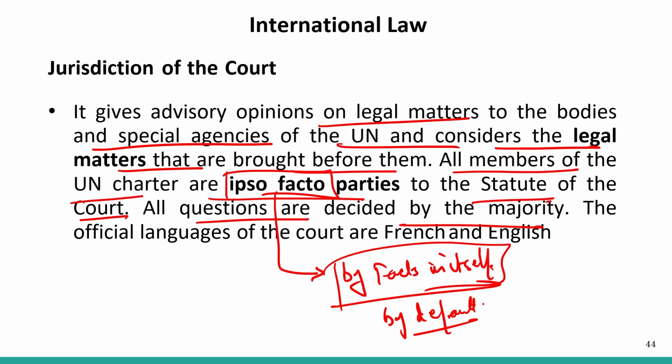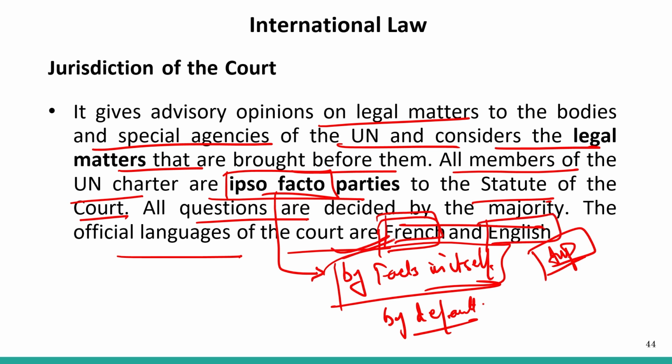All questions are decided by the majority. The official languages used in the court are French and English. Important point for discussion: if the question asks what language will be used in the court, it can be either French or English.